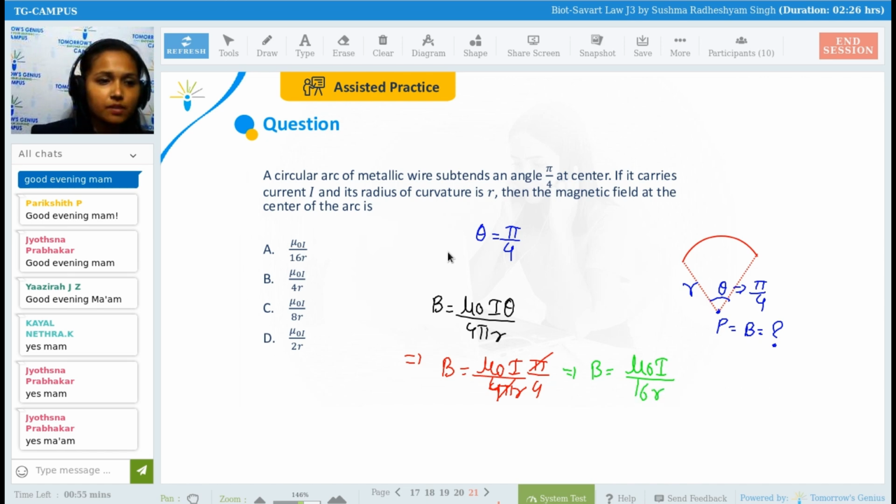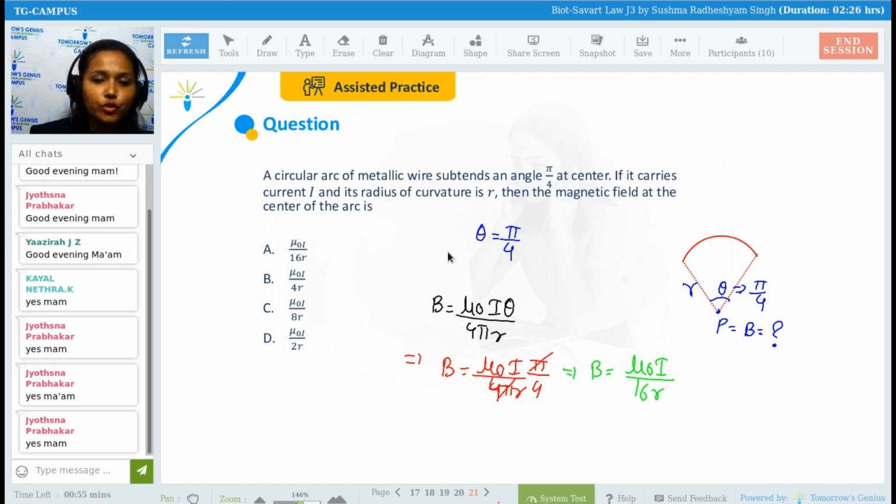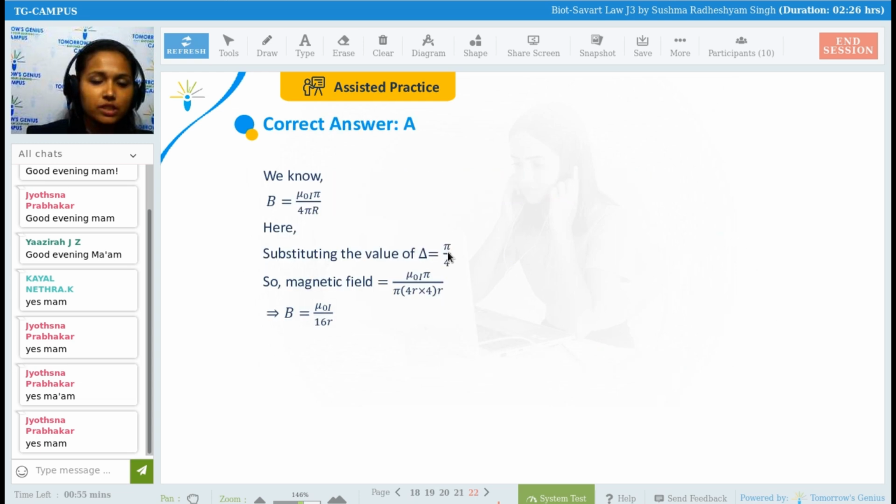Clear this? Clear this question, dear? All of you clear this question? So simply, we just apply the formula, which is mu naught I over 4 pi r. Now we put the value, the given is pi over 4, we get B is equal to mu naught I over 16R. Which option is correct? Clear this? Okay. Now move further to the second question.